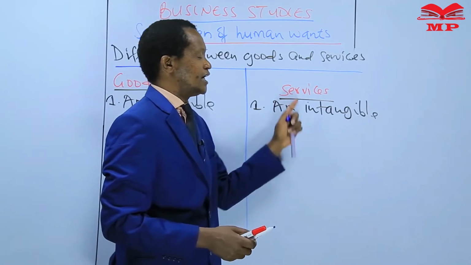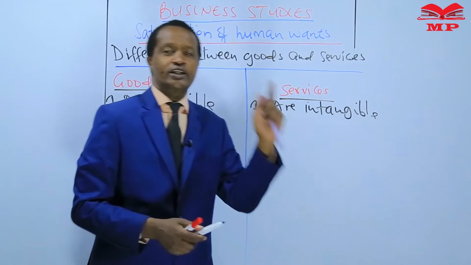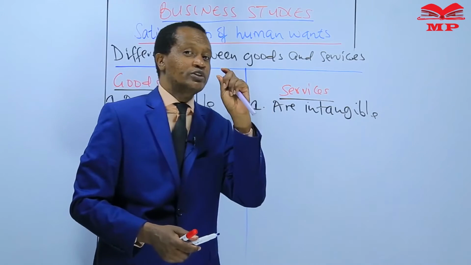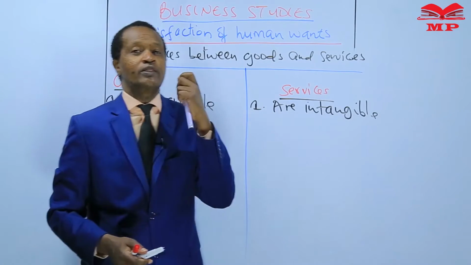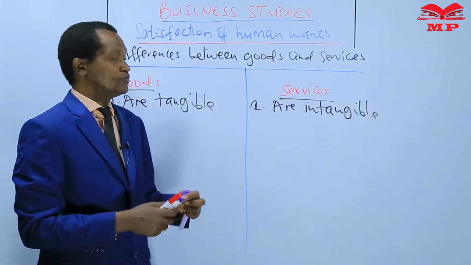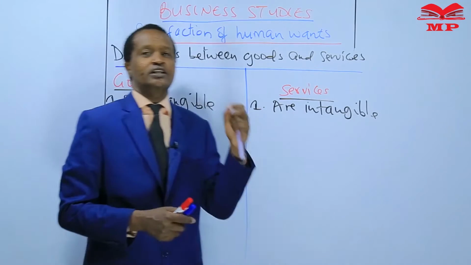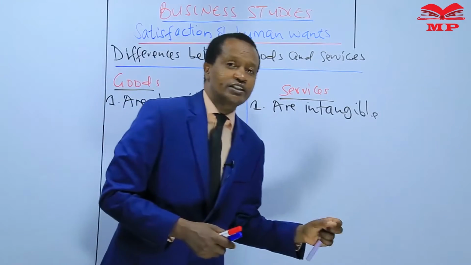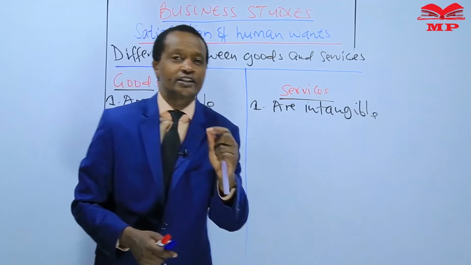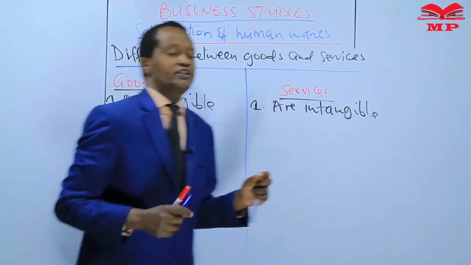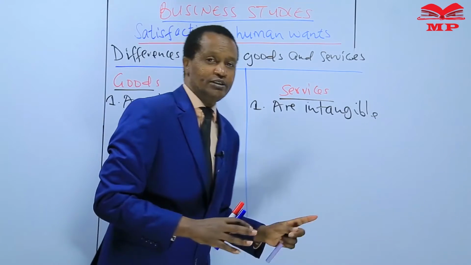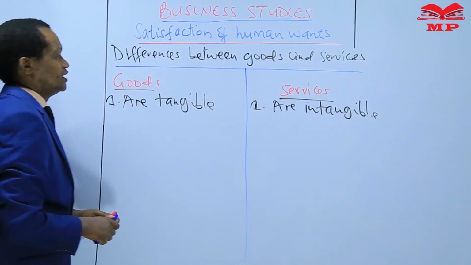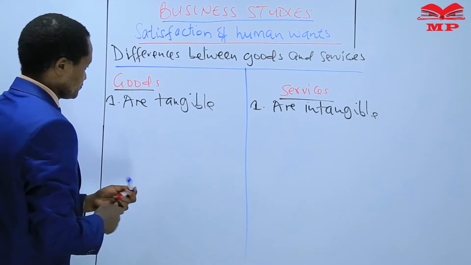Services, on the other hand, are not tangible. They are intangible. You cannot see services. You cannot touch services. You cannot feel services. For example, teaching services, hairdressing services, banking services, insurance services. All such services are intangible. That's the first distinguishing feature.